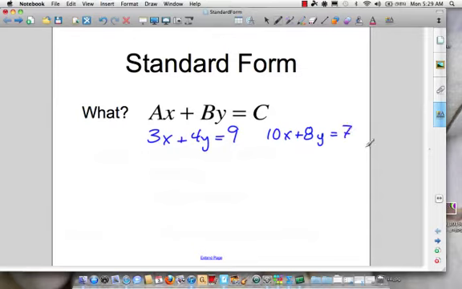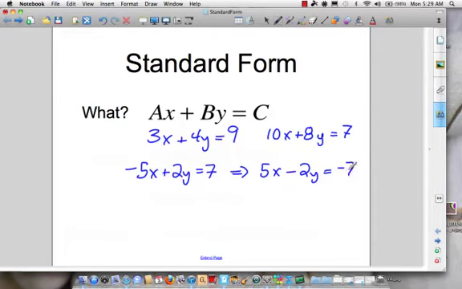Most textbooks insist when you write an equation in standard form that a, b, and c are not fractions, so you have to use integers. Some books even insist that a, the first coefficient, is positive, and if it's not, you would have to multiply through everything by -1. So for example, if you had negative 5x plus 2y equals 7, you could rewrite that by multiplying everything by -1 as 5x minus 2y equals -7. So that's just what standard form looks like.